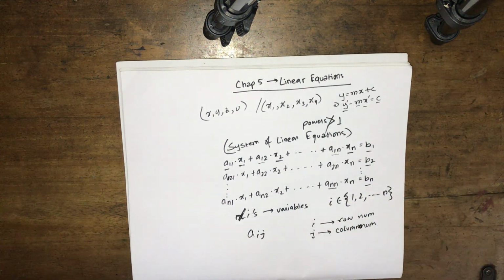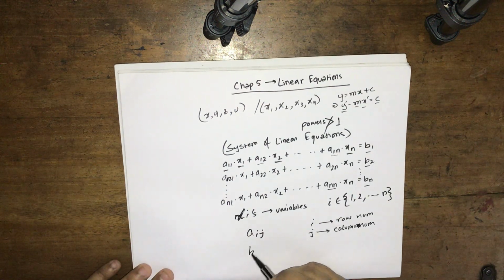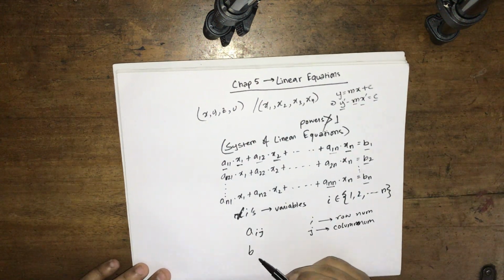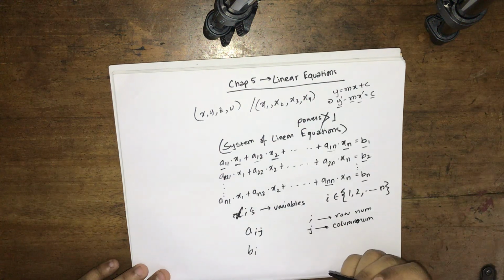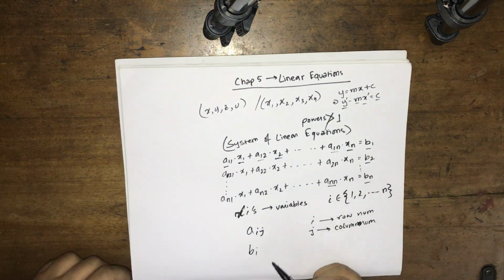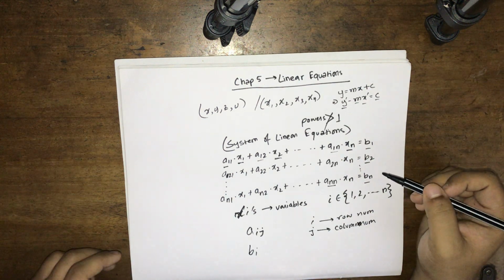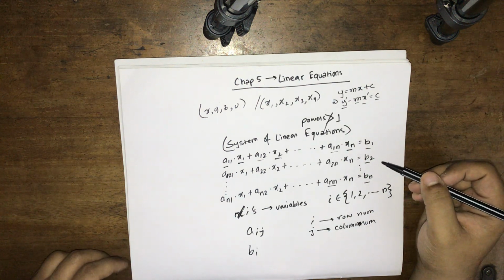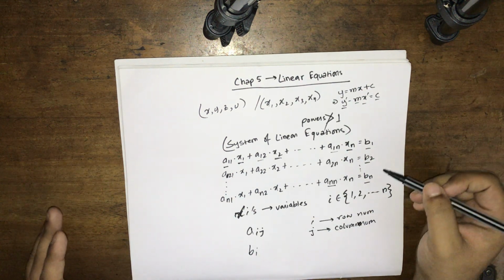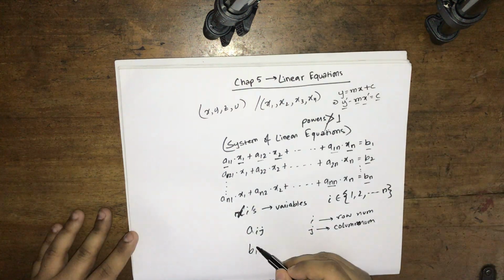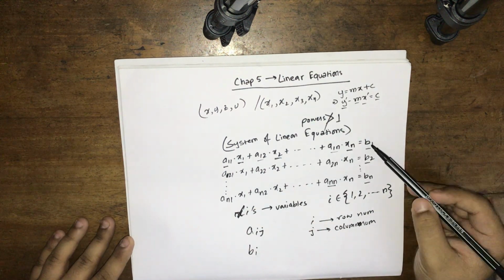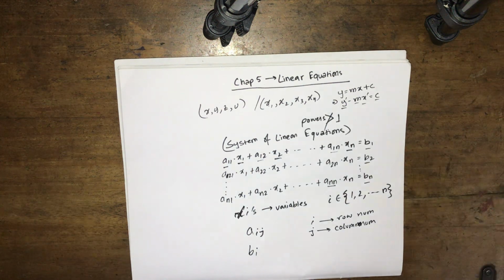And for representing the b's, we can simply say bi's, because here there is only one column, so we don't need to express the columns explicitly. Just use the row number. B1, B2 up till Bn.